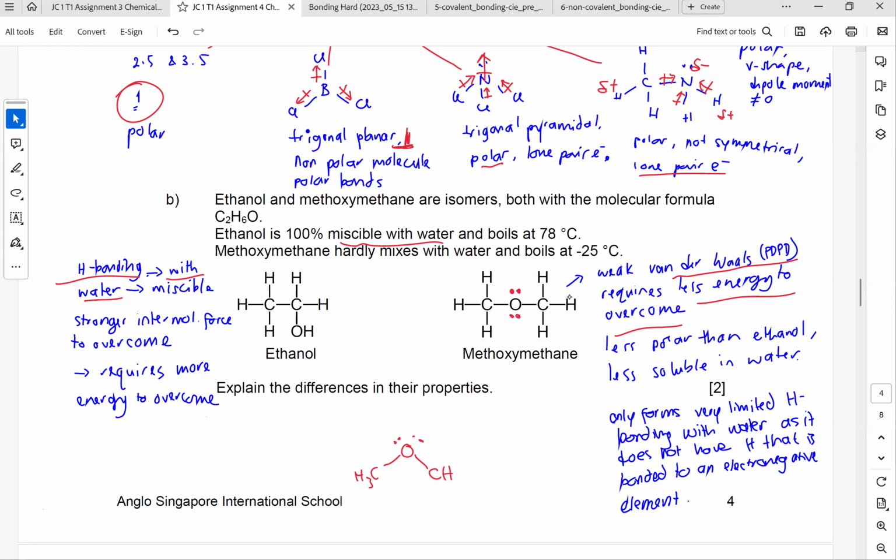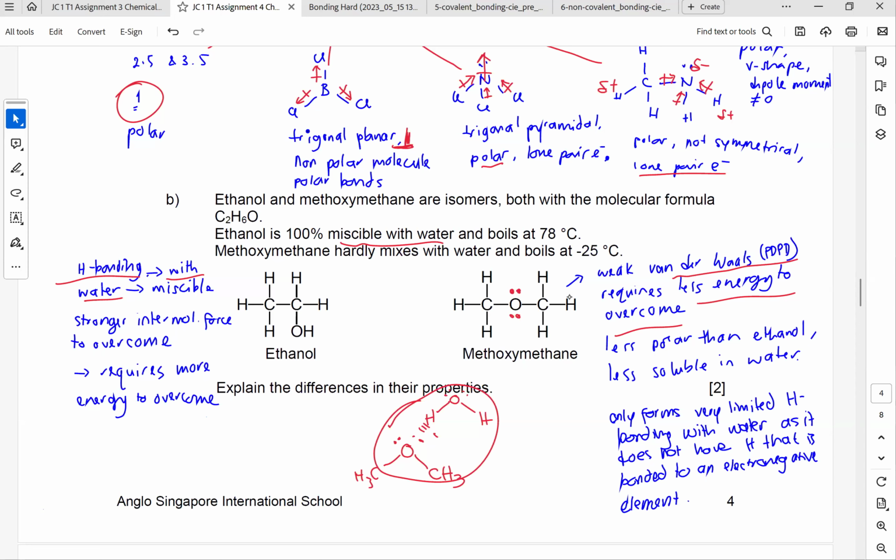CH3, CH3, and water can hydrogen bond, but this is very, very limited because the methoxymethane itself does not have a hydrogen connected to the oxygen.